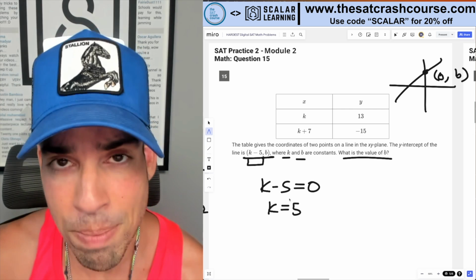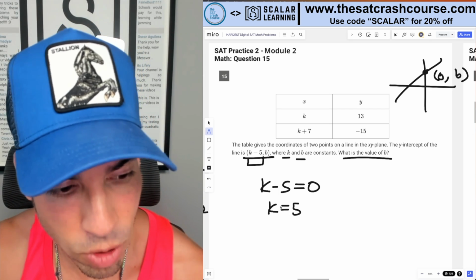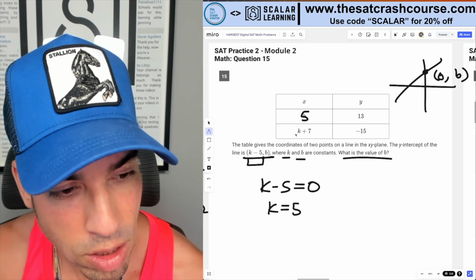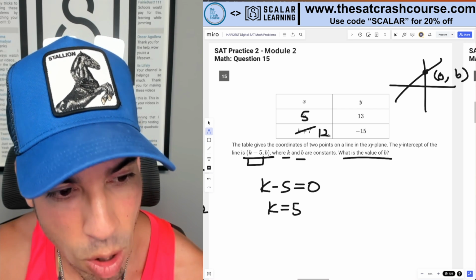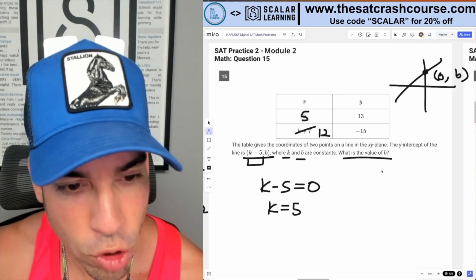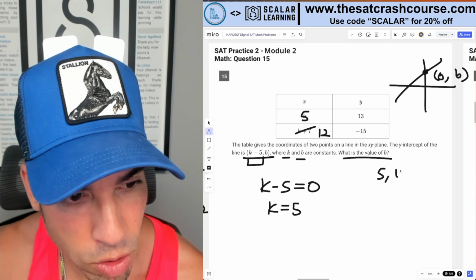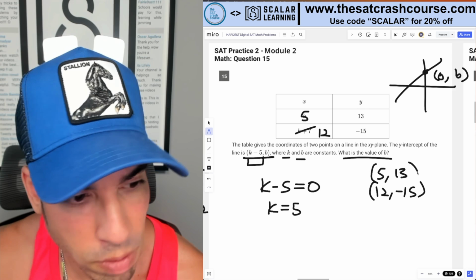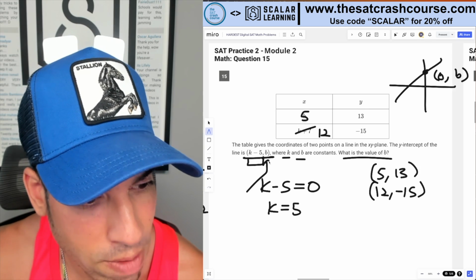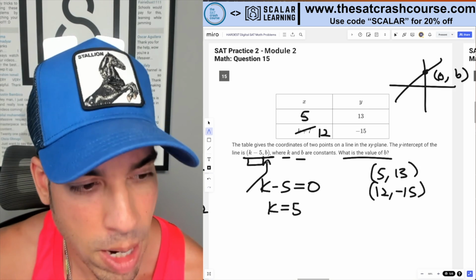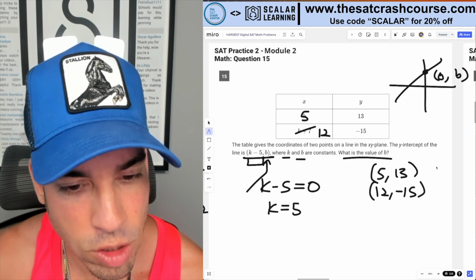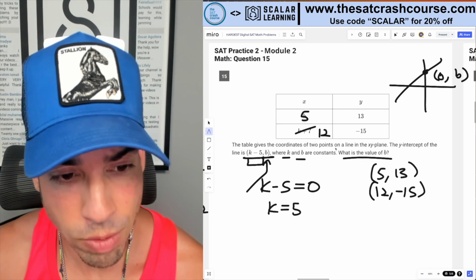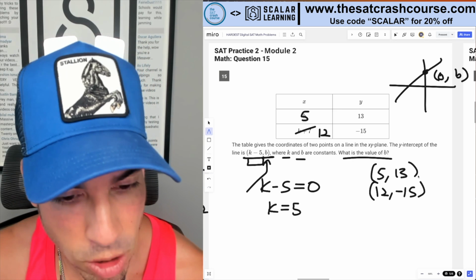So again, step by step, we're working through this problem. First, figuring out what k is. That means this coordinate is 5, 13. This coordinate is 5 plus 7, which is 12, negative 15. Now I have two awesome points. I have 5, 13, and 12, negative 15. Now again, what am I solving for? I'm solving for b, which is the y value right here of my y-intercept. All right, so we can solve this now first by calculating the slope and then creating an equation for this line in point slope and then figuring out what the y-intercept is as follows.